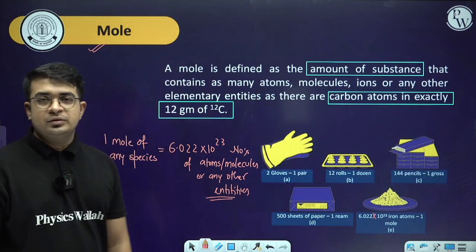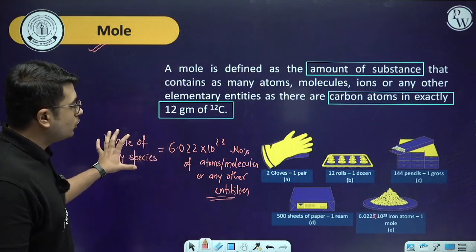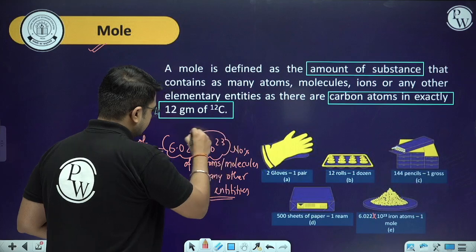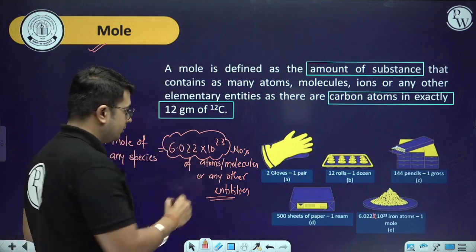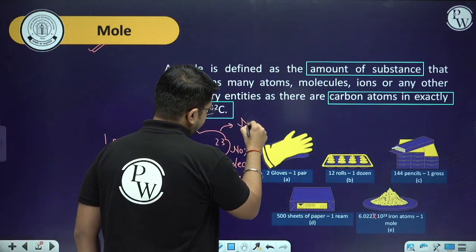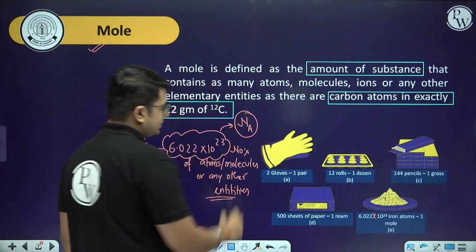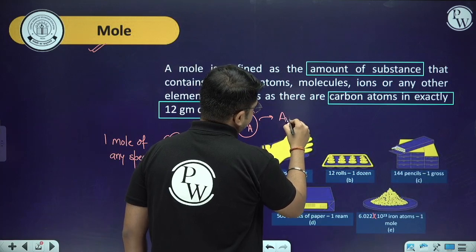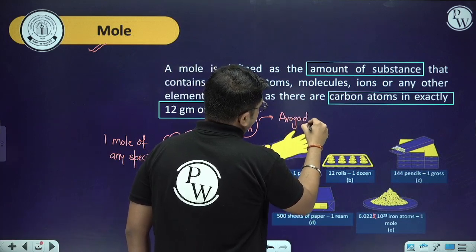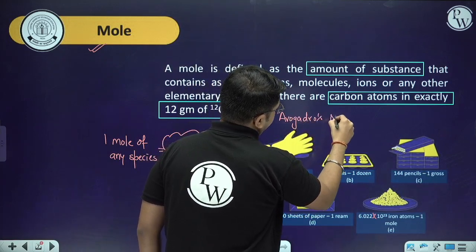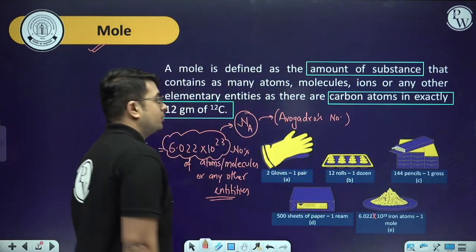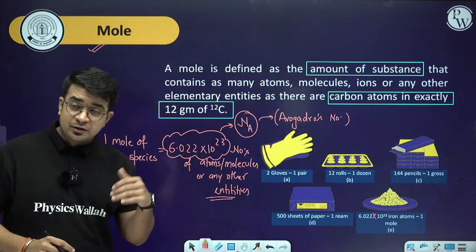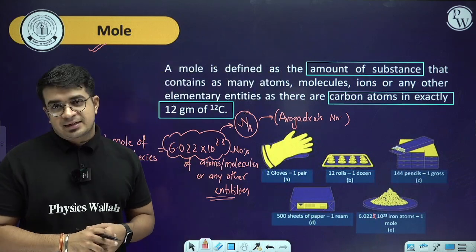Okay, I hope this entire part is clear. So we know about the basic idea. Now this particular number has quite a significance. First of all, this number is represented by Na, which is known as Avogadro's number. I hope this first part related to the basics of mole is clear to everyone.